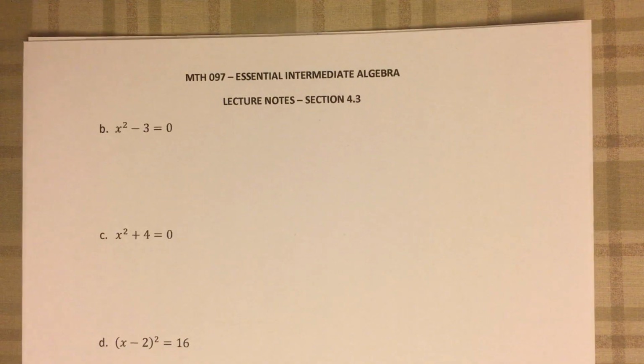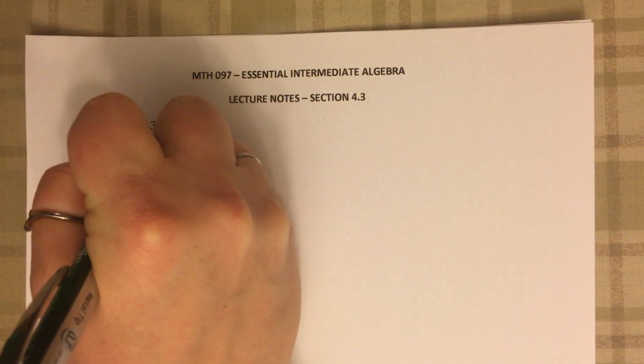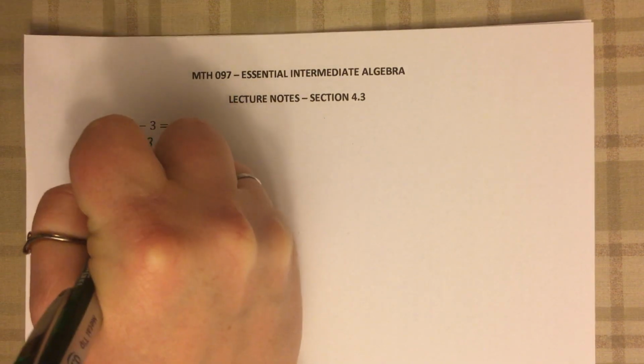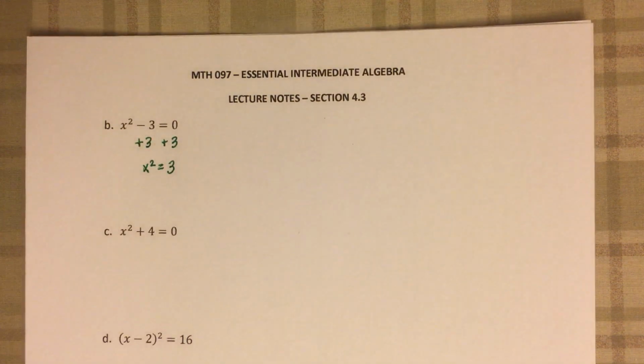If we look at example B on the top of the next page, notice that we don't have something squared equal to another number on the other side. What we have here is a 0 on one side. If we were trying to factor, or if in the next few problems we're trying to use our quadratic formula, having something equal to 0 is good. This is the one case where it is not. So before we do anything, we want to add 3 to move that 3 to the other side. So we get x squared is equal to 3.